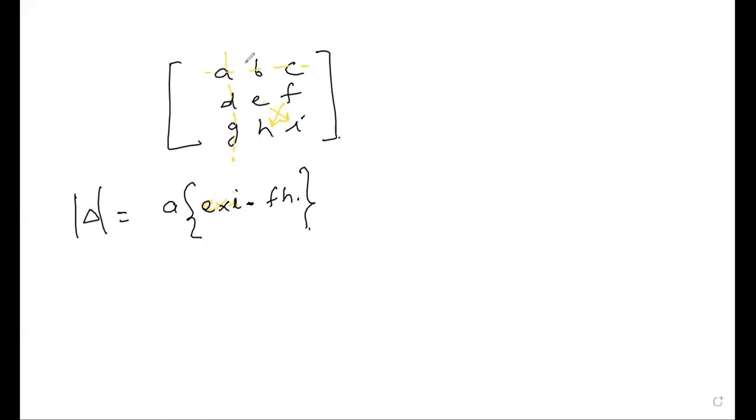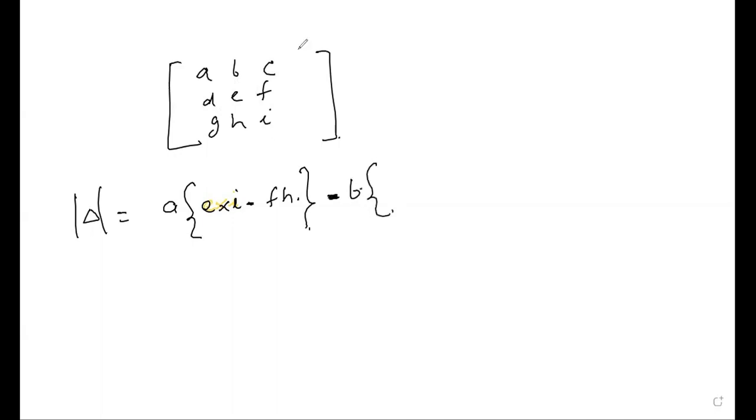Okay, now you'll go for the second part. A, B, C, D, E, F, G, H, I. Now when I'm going for the next part, this has a minus sign, that is B multiplied. So I'm talking about B. When you're talking about this, you just remove this row and this column. So what is left? D into I minus G into H.